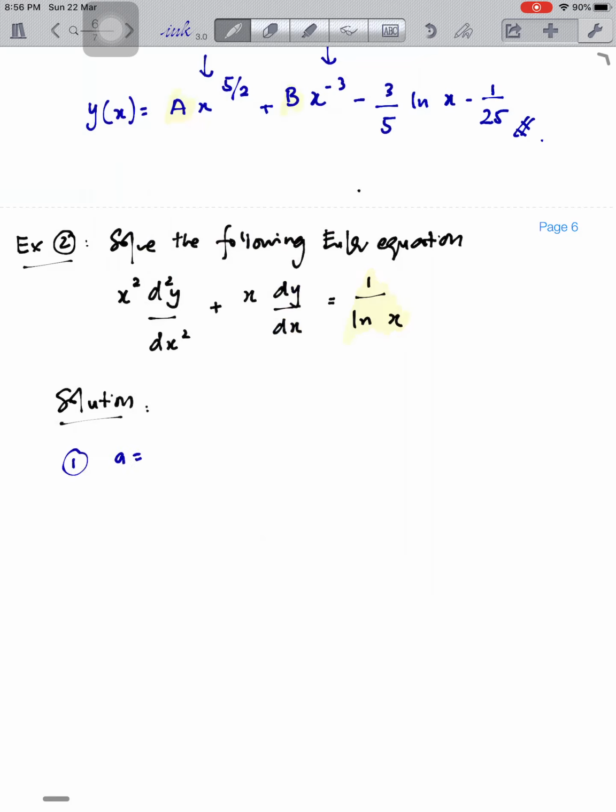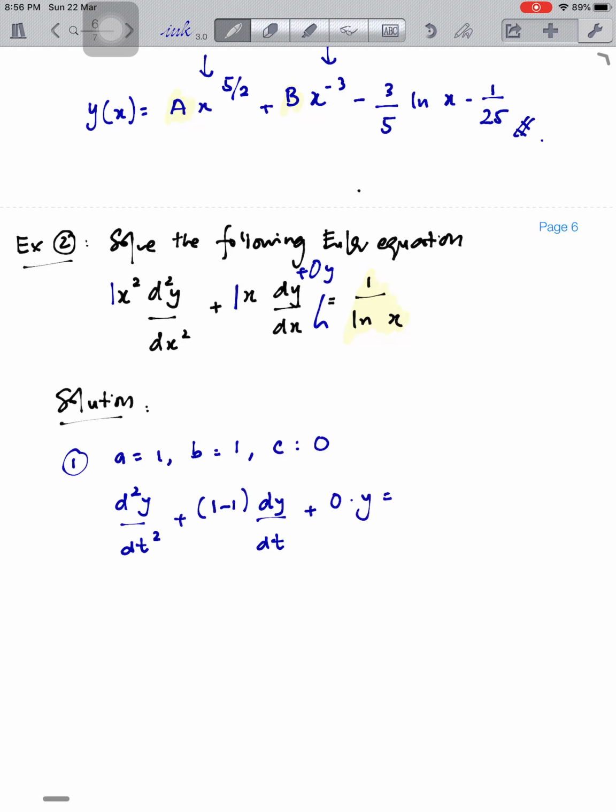So here my a value is going to equal 1, my b value is going to equal 1 as well. And my c value, there's no y function right here. Basically, it's 0y. So my c value is going to equal 0. So substitute into the equation: 1 d square y over dt square plus b minus a, that is 1 minus 1, dy over dt plus 0y, and that is going to equal 1 over log of exponential of t.